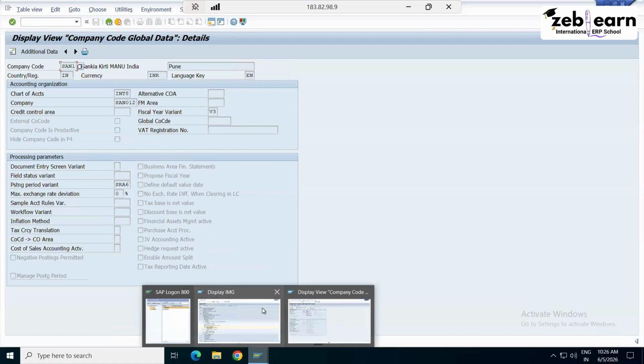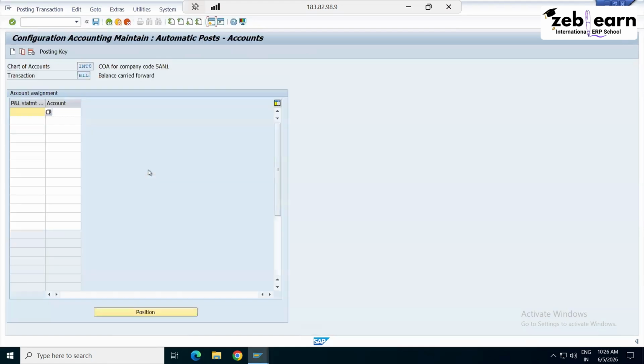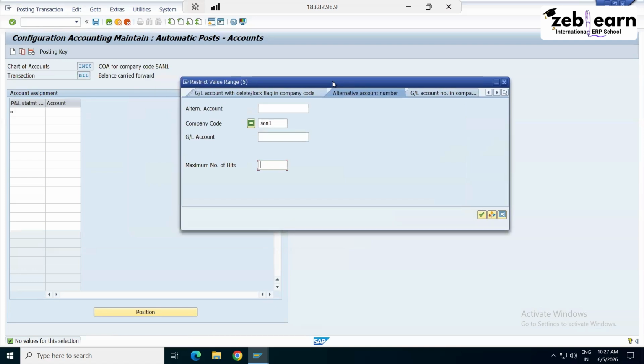Now let me go back. Let me go to Define Retained Earnings Account. INT8. Now I will enter X here. And which account should I enter here? Company code is SAN1. Which account should I enter?